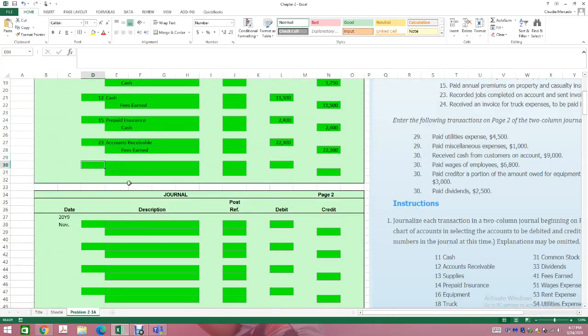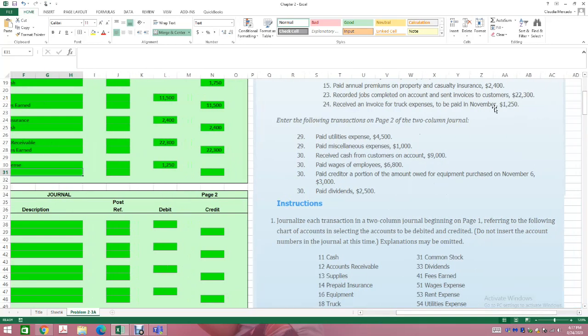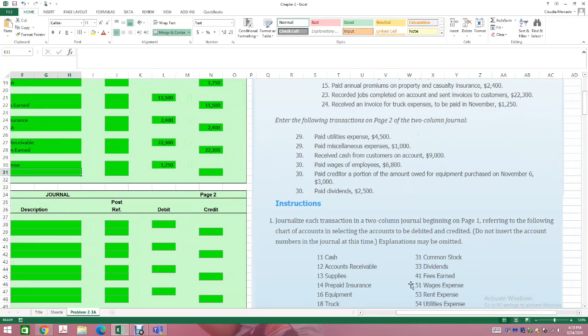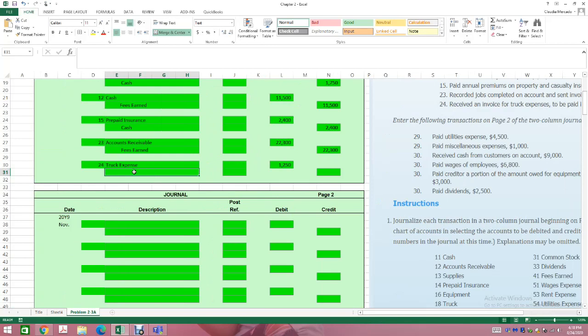So this is happening on the 24th. So I have truck expense, okay, and the amount for my truck expense is $1,250. Okay. Now, have I paid for this truck expense? No. It says that you got an invoice that needs to be paid in November, but you haven't paid it. So if you owe someone money, what account do you use?